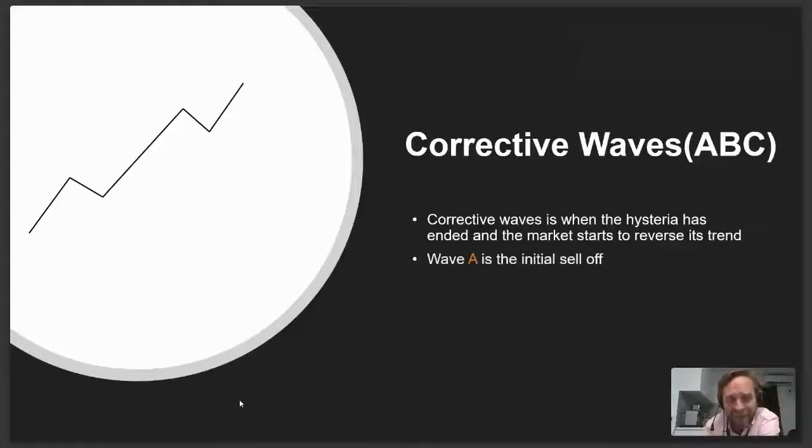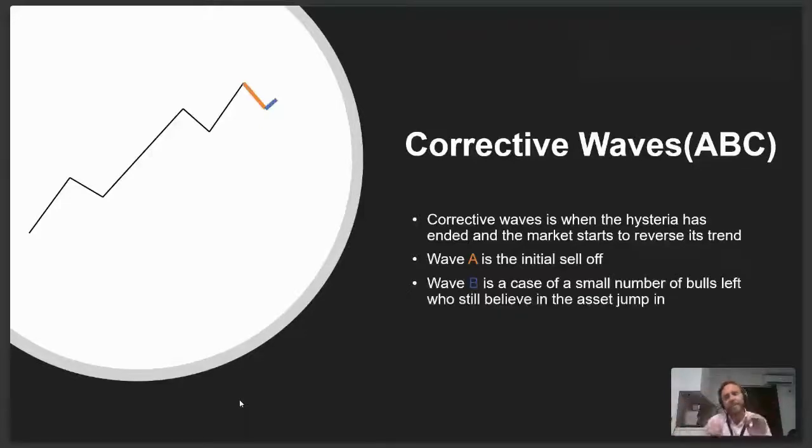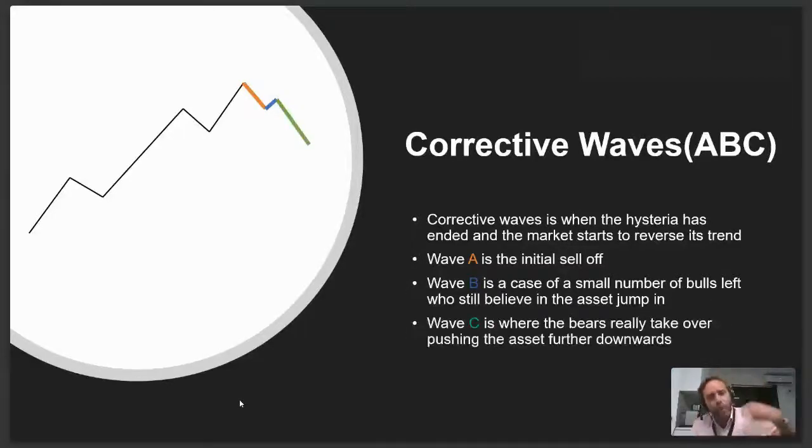So wave A is the initial sell-off. Wave B, this is the case when there's just a small number of bulls still left in the market who believe in the asset, and they jump in, but there's not enough of them. So wave B is a slight jump up when they buy in again, because by this point wave C then kicks in. This is where the bears really take over, pushing the asset further downwards.